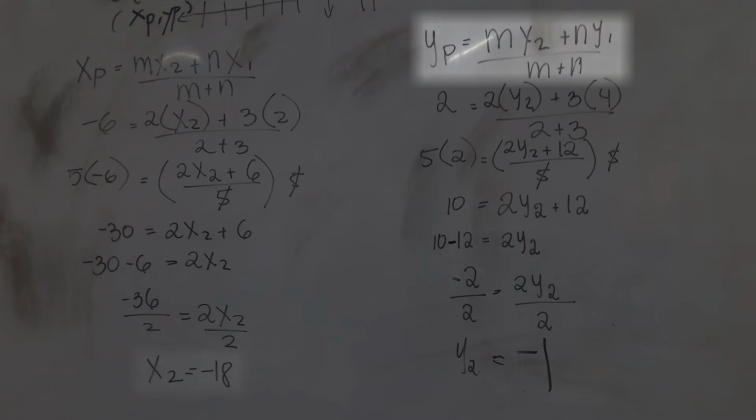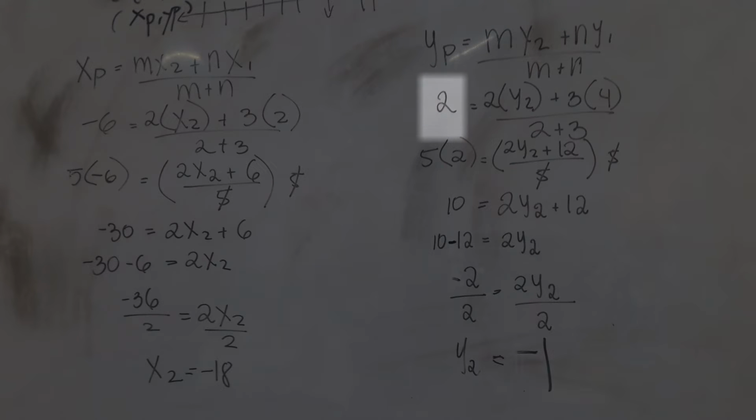For y sub b, for our second, we are going to look for y sub 2. So here's the solution. Y sub b equals (m y sub 2 plus n y sub 1) over (m plus n). Then our y sub b now is 2, and we are going to replace y sub b with 2. So 2 equals (2 times y sub 2 plus 3 times 4) over (2 plus 3). Then 5 times 2 equals 2y sub 2 plus 12.